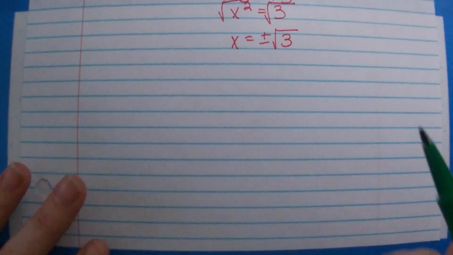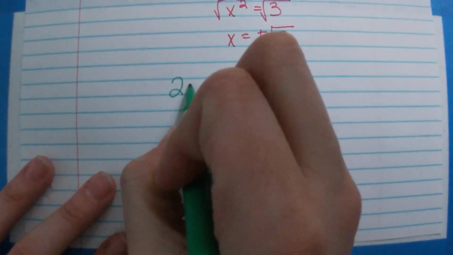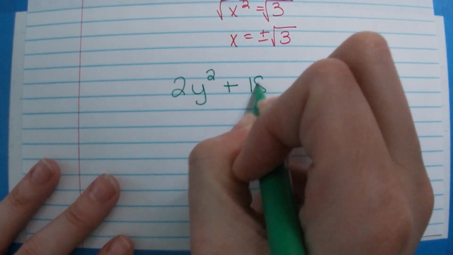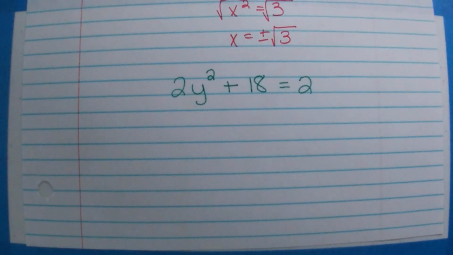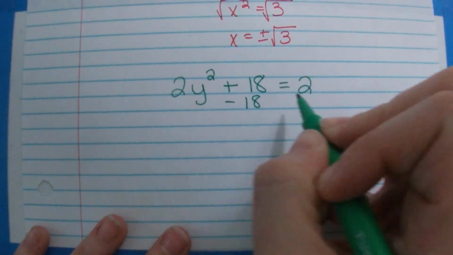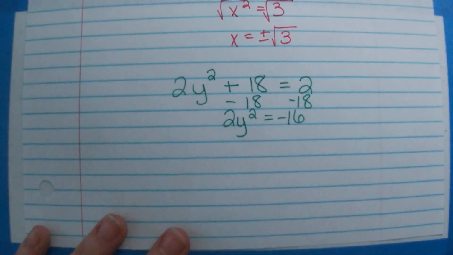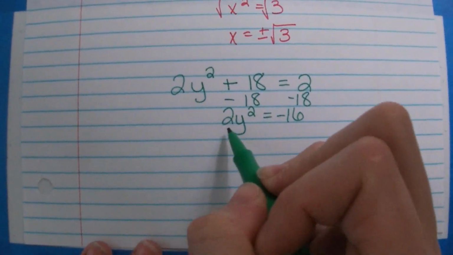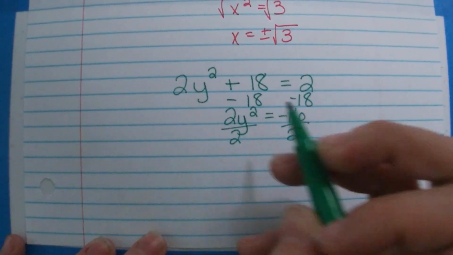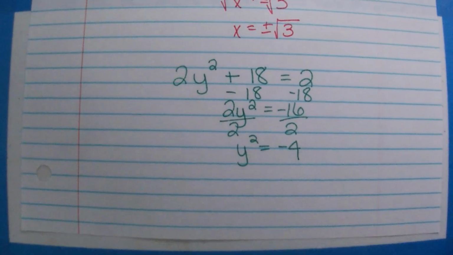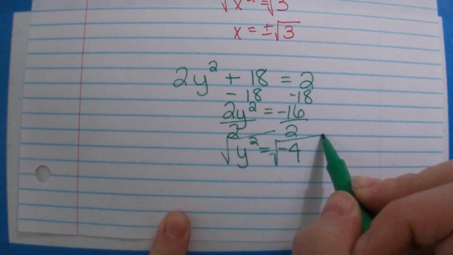Last problem for this one. How about 2y squared plus 18 equals 2? Again, just how we solve equations. So I'm going to undo addition and subtraction first. That's nothing new. Then we will undo multiplication and division. So I'm going to divide by 2. And then I'm going to undo my exponent of 2 by square rooting.